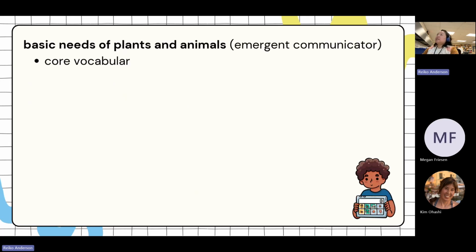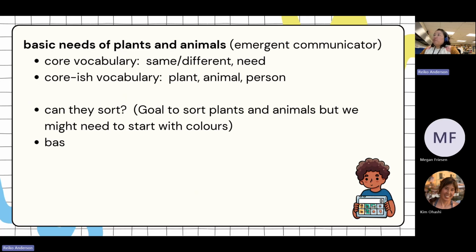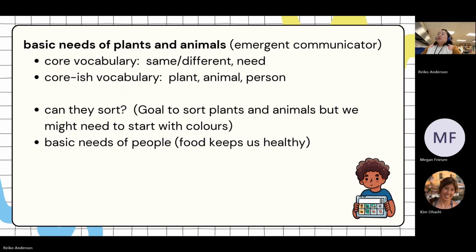Jeffrey's other example was basic needs of plants and animals. Now, for an emergent communicator, this is a big topic, right? And sometimes we just need to pull apart the nuggets. So again, I think that some core vocabulary here is same and different. We need to know what plants are, what animals are, before we get into the basic needs of them, right?